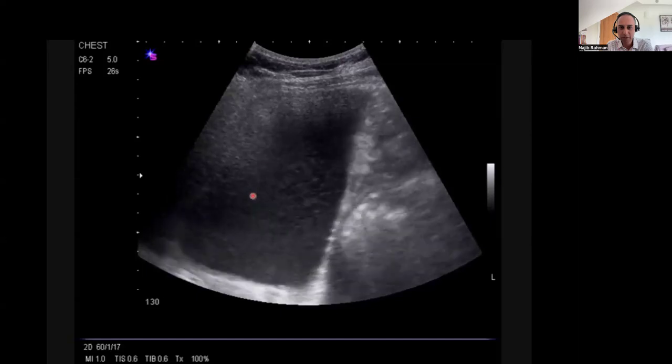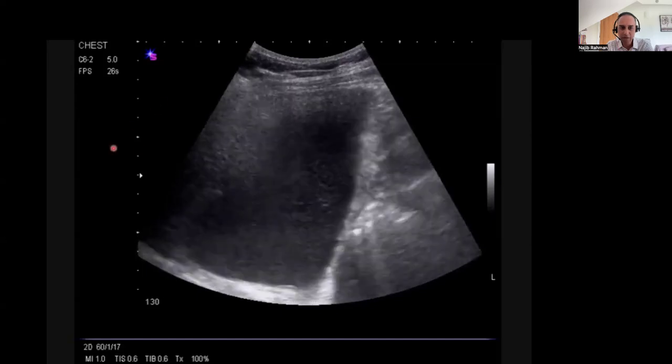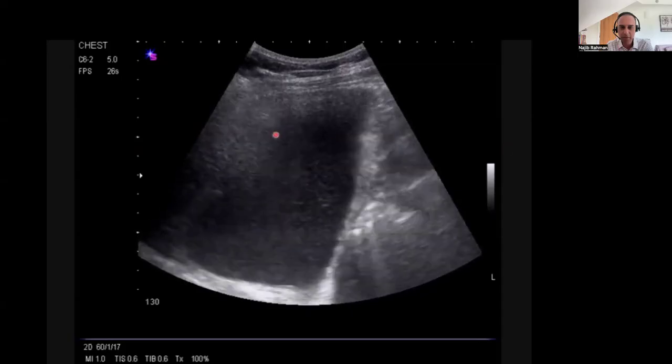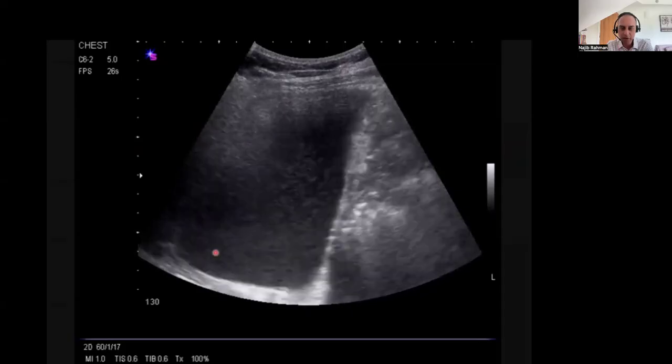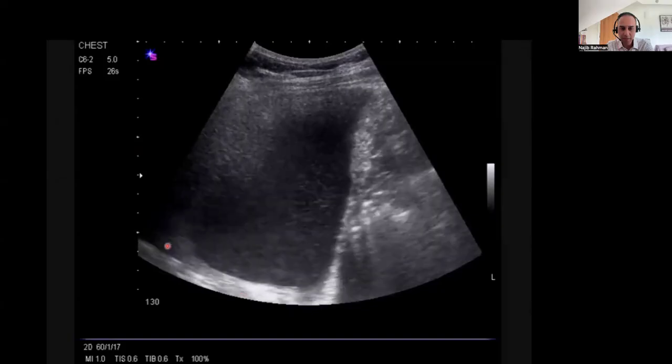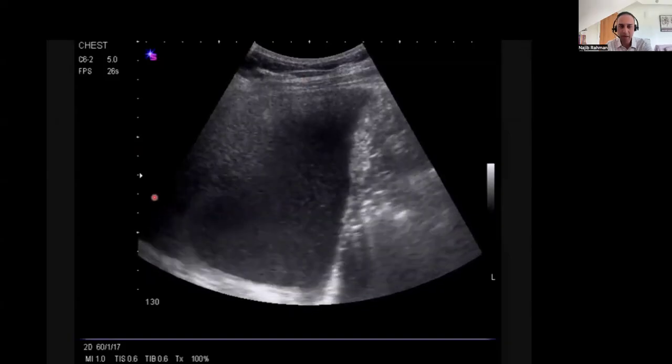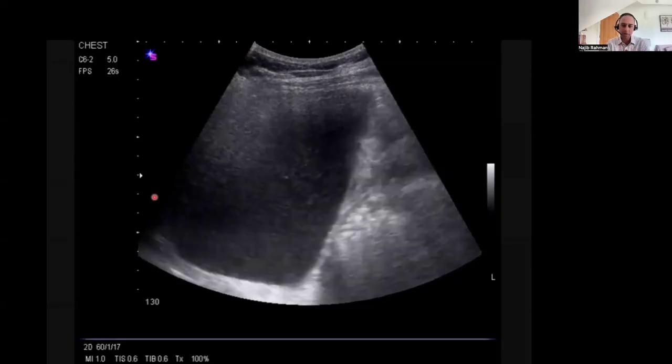Black is fluid, and the head of the patient is to the left of the picture here. The foot of the patient is to the right, just here. So there is a very large pleural effusion. It has compressed the lung. This is the poor lung here, which should be expanded all the way up to there. And it's completely compressed by the pleural effusion.